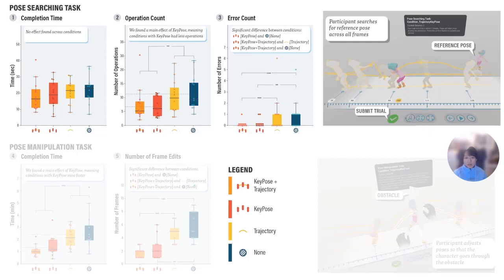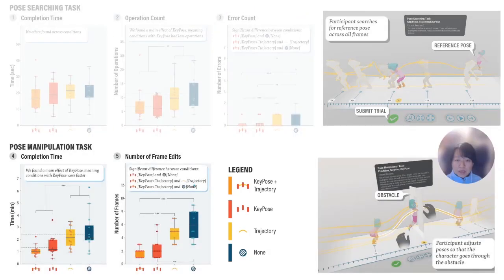We found that the key pose did not appear to speed up the searching process, but rather it reduced the number of operations required to find the target pose, also with fewer mistakes. In the manipulation task with key pose, participants were able to edit the motion faster, also with fewer frames required to achieve the final results.